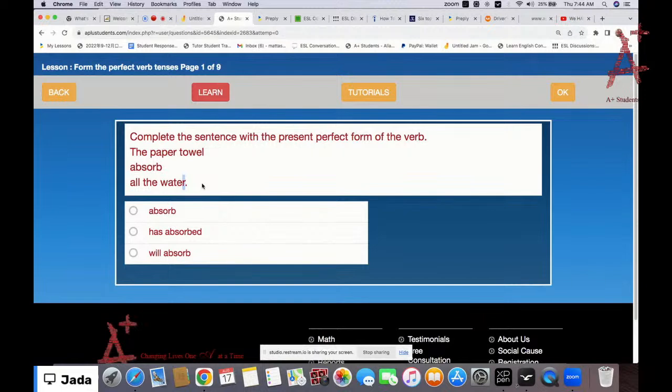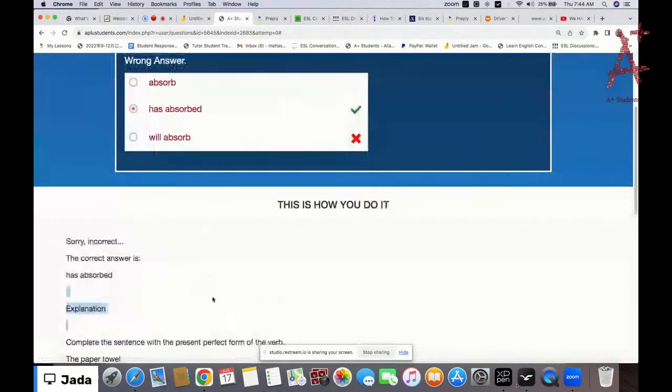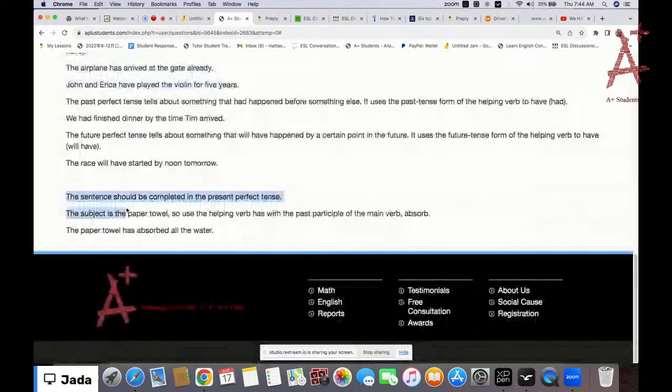So let's see what's gonna be your answers. Will absorb. Let's see. So it says wrong. Why? Because it's supposed to be has absorbed. Now, the sentence should be completed in the present perfect tense. The subject is the paper towel. So use the helping verb has with the past participle of the main verb. So you have to use the helping verb has with the past participle.